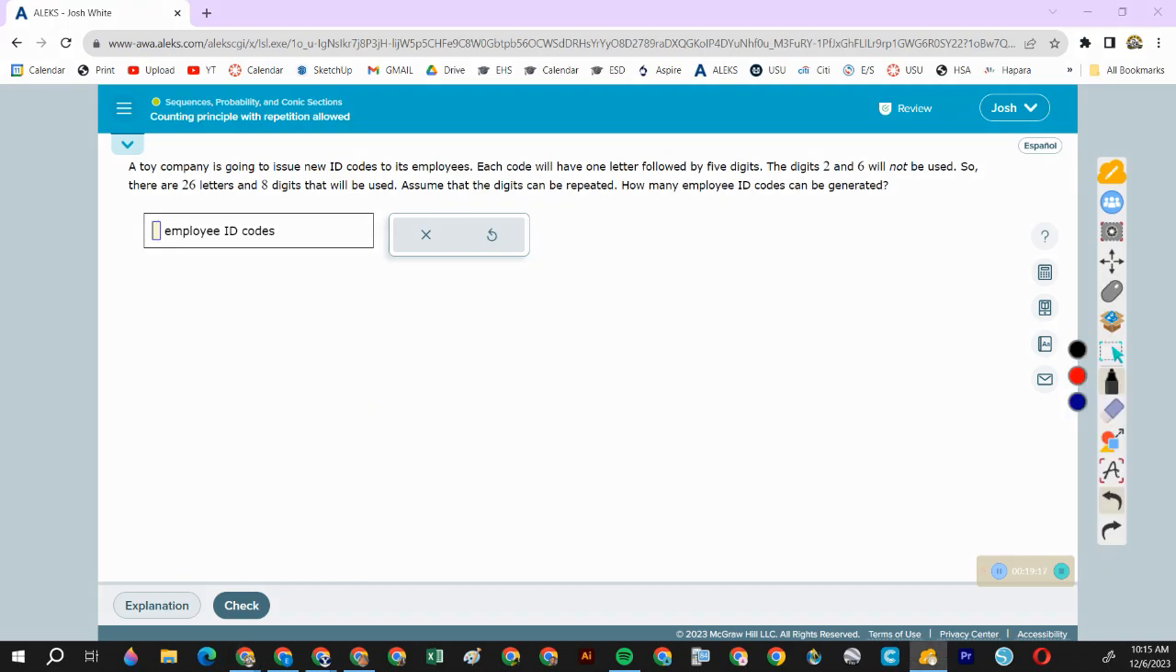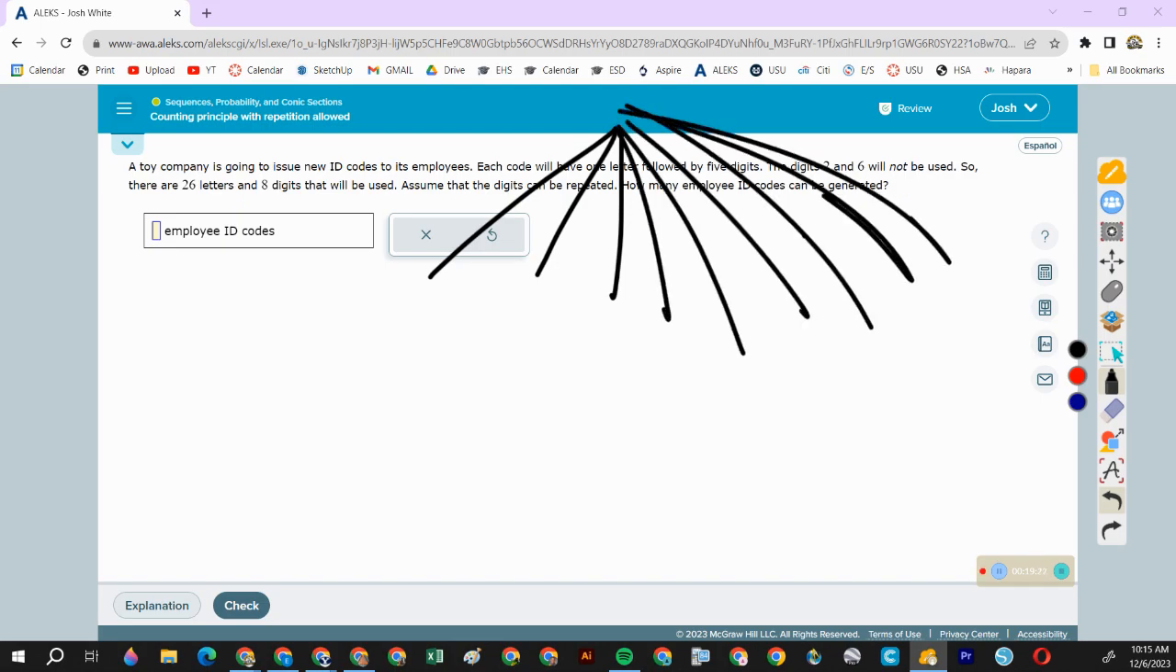Okay. So we're going to split into 26 letters. So let's start with the letter A. Okay. And then A can be split into 8 digits. 0, 1, 2, 3. Wait. Which one did it say? No 2 and no 6. So 0, 1, skip the 2, 3, 4, 5, skip the 6, 7, 8, 9.